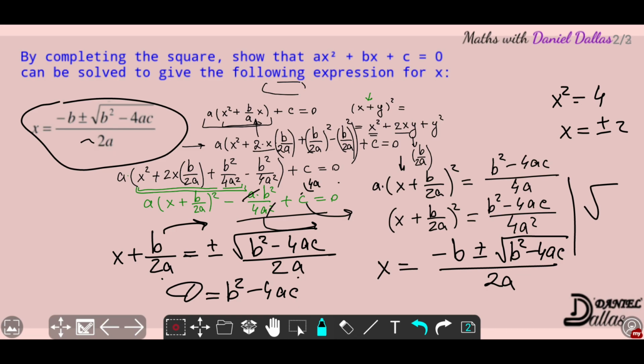And actually, if you can't deal with just general letters, like with algebraic fractions, you can deal with numbers, no doubt.